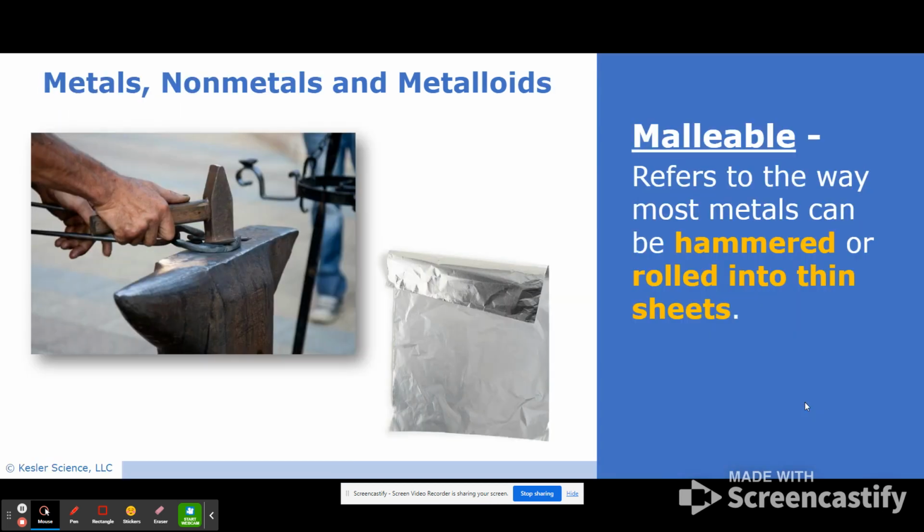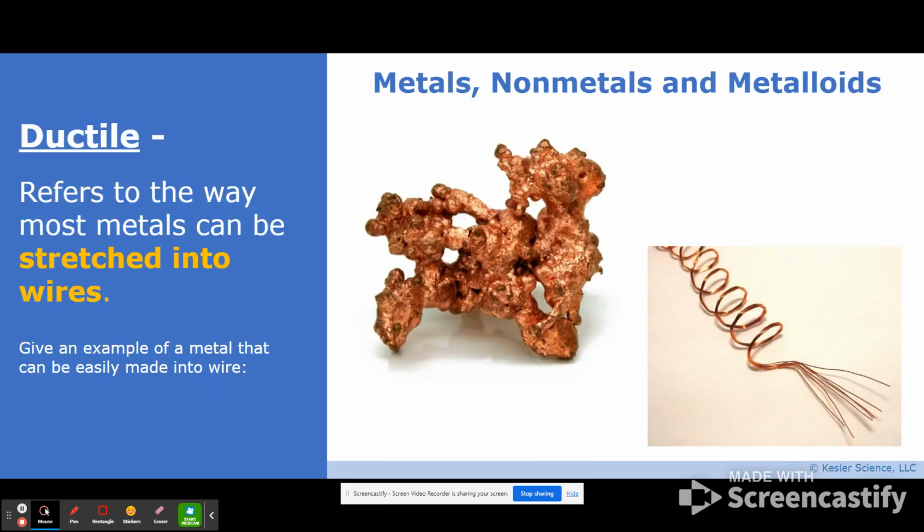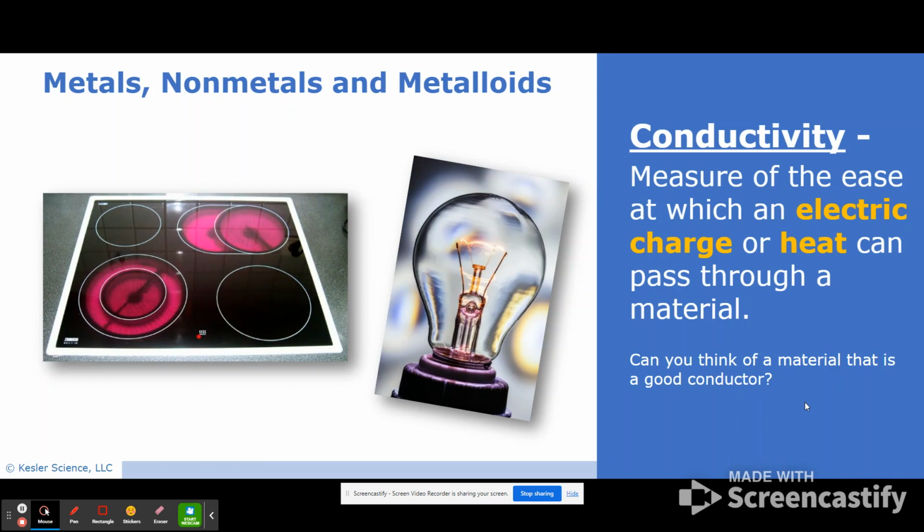Are there examples on the others? No? Okay. All right.